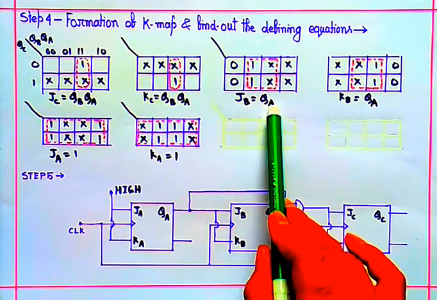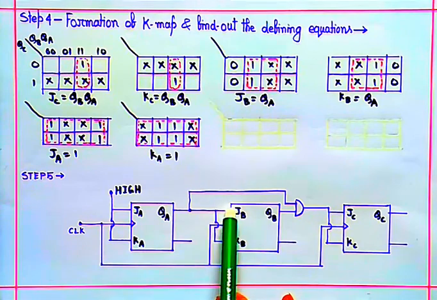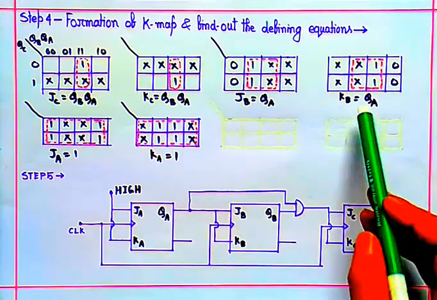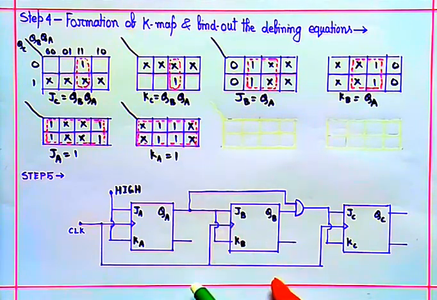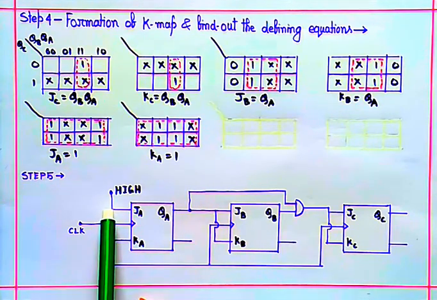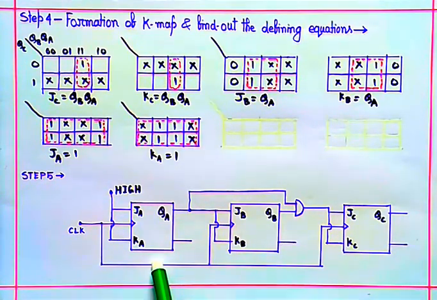Now JB is equal to QA, that is your JB and that is your QA. Just join these two lines. So JB is equal to QA, and again KB is equal to QA. So join this KB to this line. Now JA, KA both are equal to 1. That means put a 1 to both the pins JA and KA. Here high means 1. So in this way you will get the final connection diagram of the 3-bit synchronous up counter. That's all.